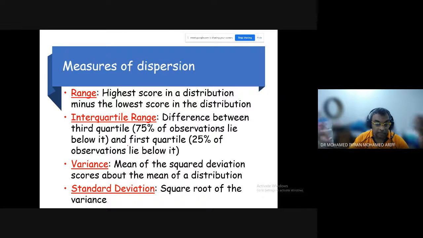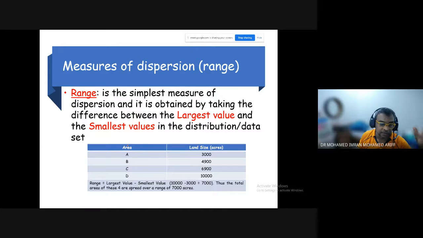Or maybe you can get the variance. Variance means the squared deviation scores about the mean of the distribution. Okay, variance means kita nak tahu dia punya based on the mean, what is his variance, meaning berapa banyak dia naik, berapa banyak dia turun. Okay, that is the mean distribution. That is the variance. Okay, another example.